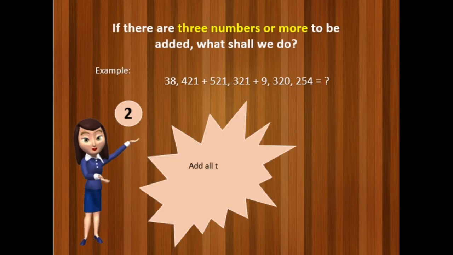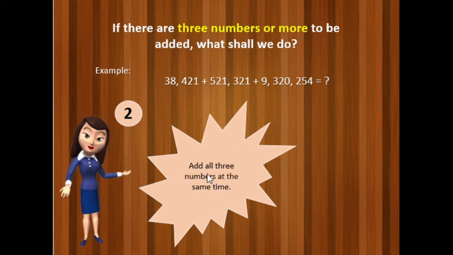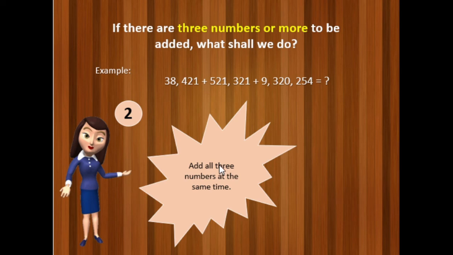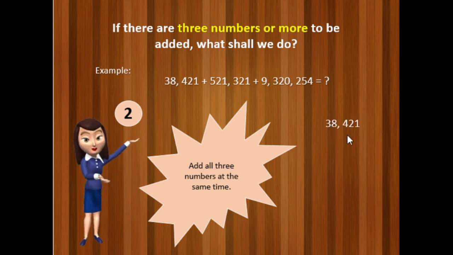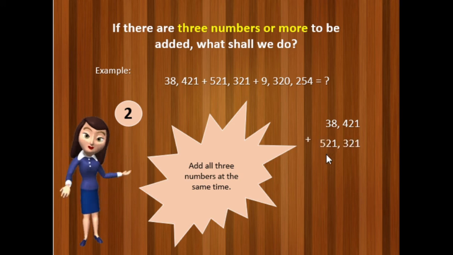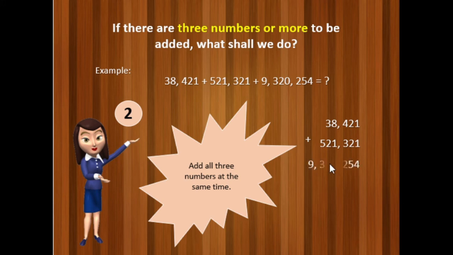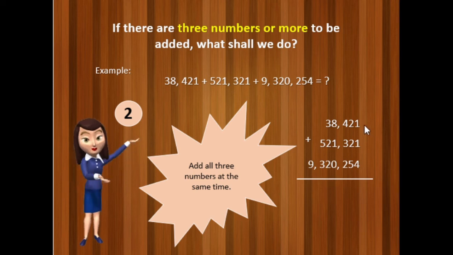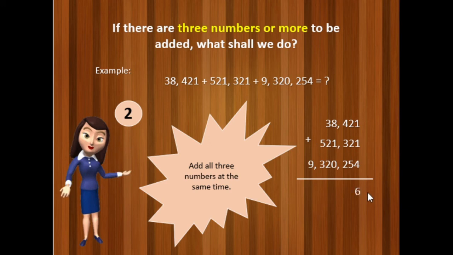Our method 2 is to add all 3 numbers at the same time. We will not separate the addition process, but instead we add them together. All 3 numbers add together. We have here 38,421 plus 521,321 and 9,320,254. 1 plus 1 plus 4 equals 6.